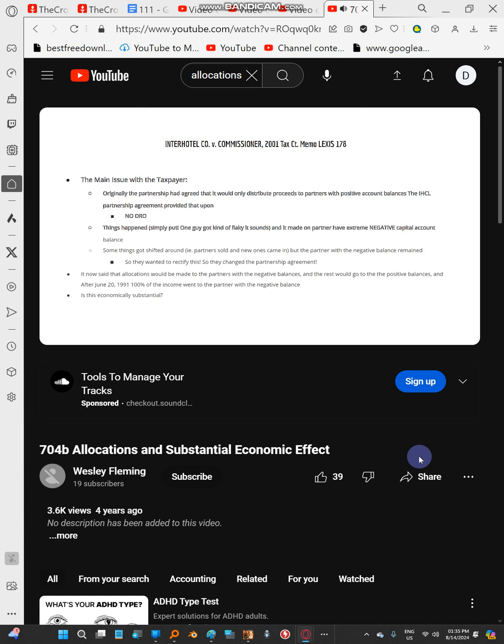Originally the verdict was against Interhotel and said they were going to have to pay more taxes because of the way the IRS saw and comprehended their situation. So what is their situation? We're going to break it down really simple and not put too many numbers to it. But originally, the partnership had agreed to distribute proceeds and allocations to partners with only positive capital account balances. And so there was no DRO, and they said only people with the positive balances will get anything.